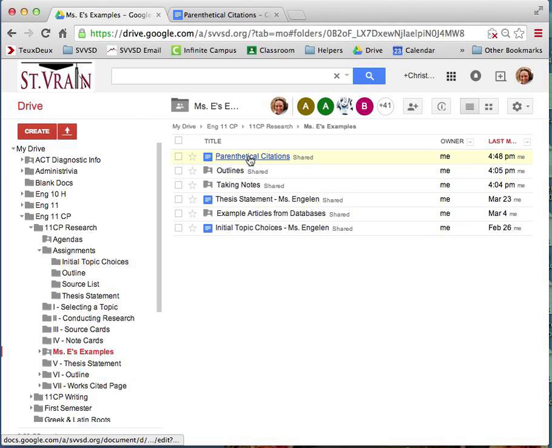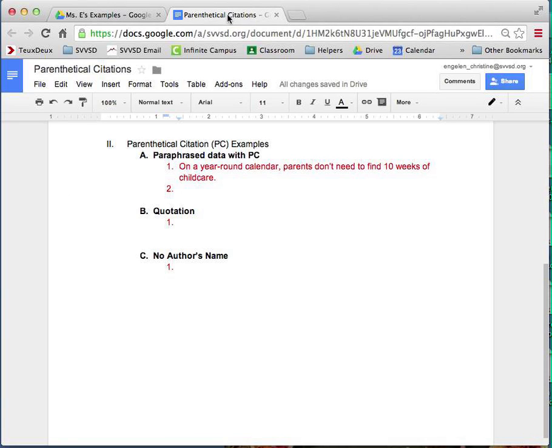And there it is right there, and it is called Parenthetical Citations. So you can either find it there or you can search for it by its name, Parenthetical Citations. Okay, let's keep going.